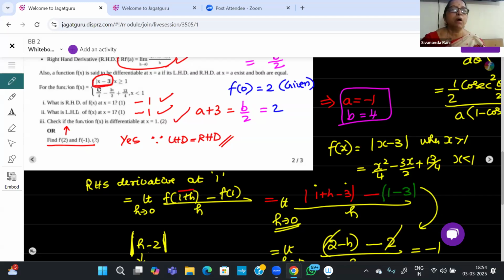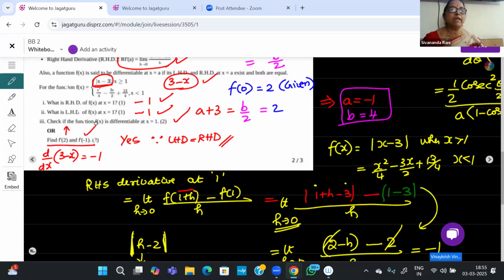Okay. So how does this function behave at x equal to 2? Is it mod of x minus 3 or 3 minus x? 3 minus x. At 2. Very good. 3 minus x. At 2, it is 3 minus x. Only then it will be positive. Now, what is its derivative? Minus 1. It is the derivative of 3 minus x. So that is minus. Understood?